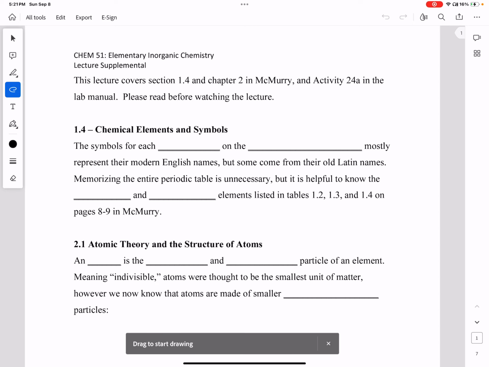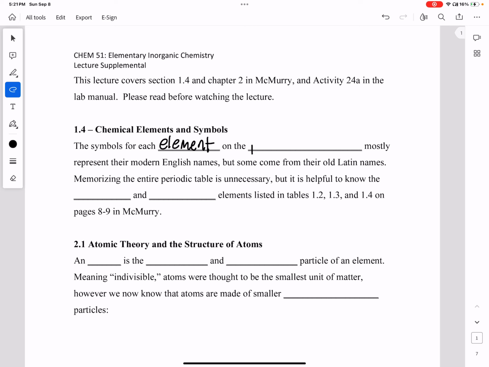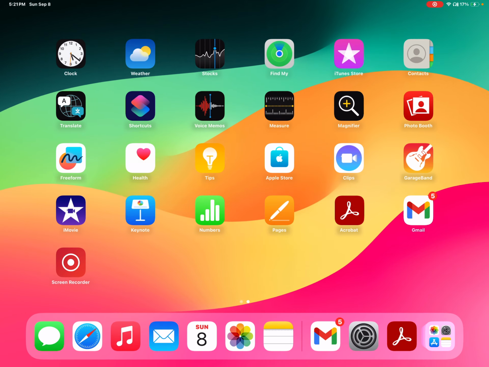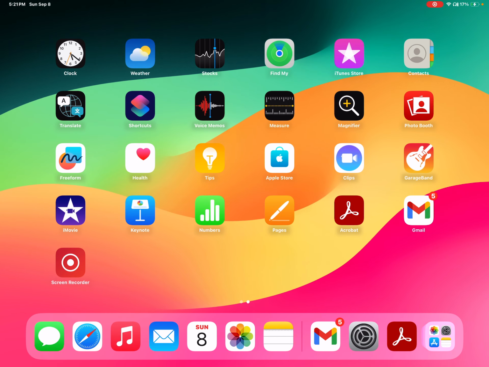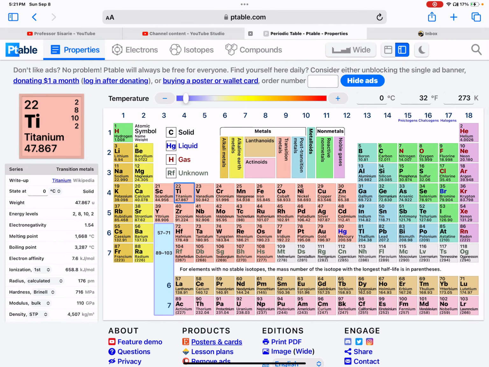So to begin, the symbols for each element on the periodic table mostly represent their English names, but some of them come from their old Latin names. So let's take a look at that for a second. You do have a periodic table in the front of your book. This is also ptable.com. It's very nice. If you look at the upper left-hand corner, I can select a particular element and it will give me all of the information.